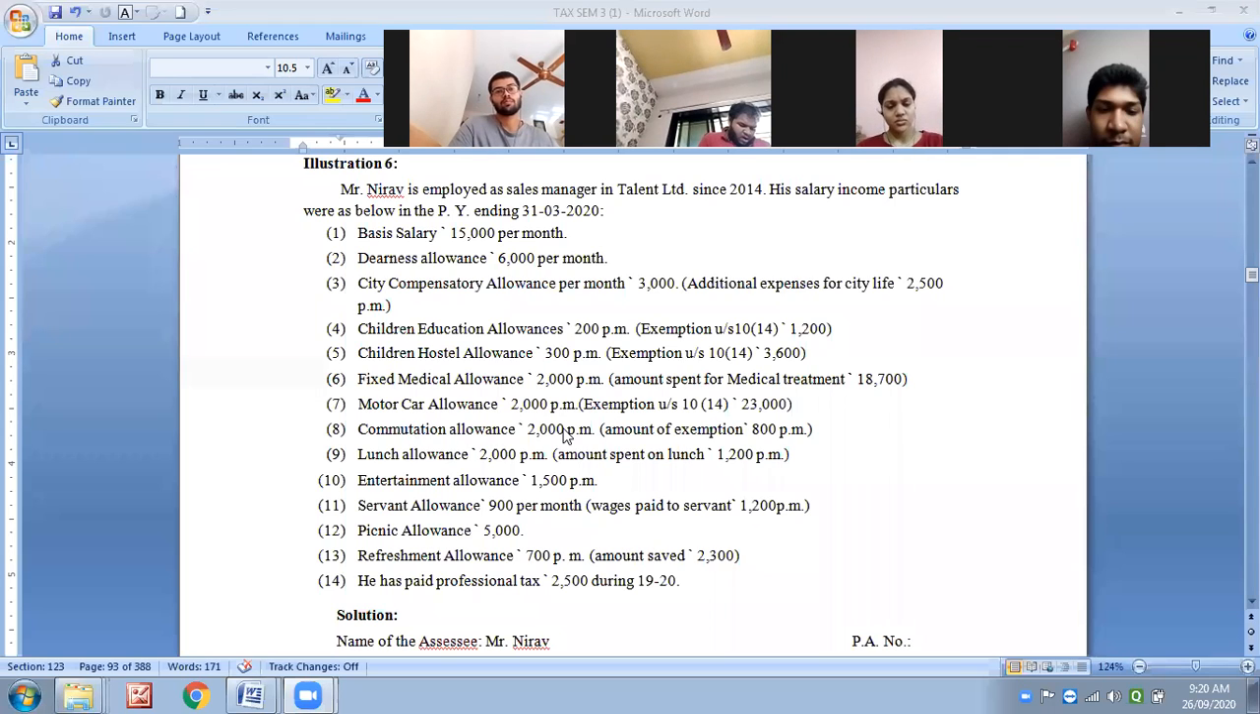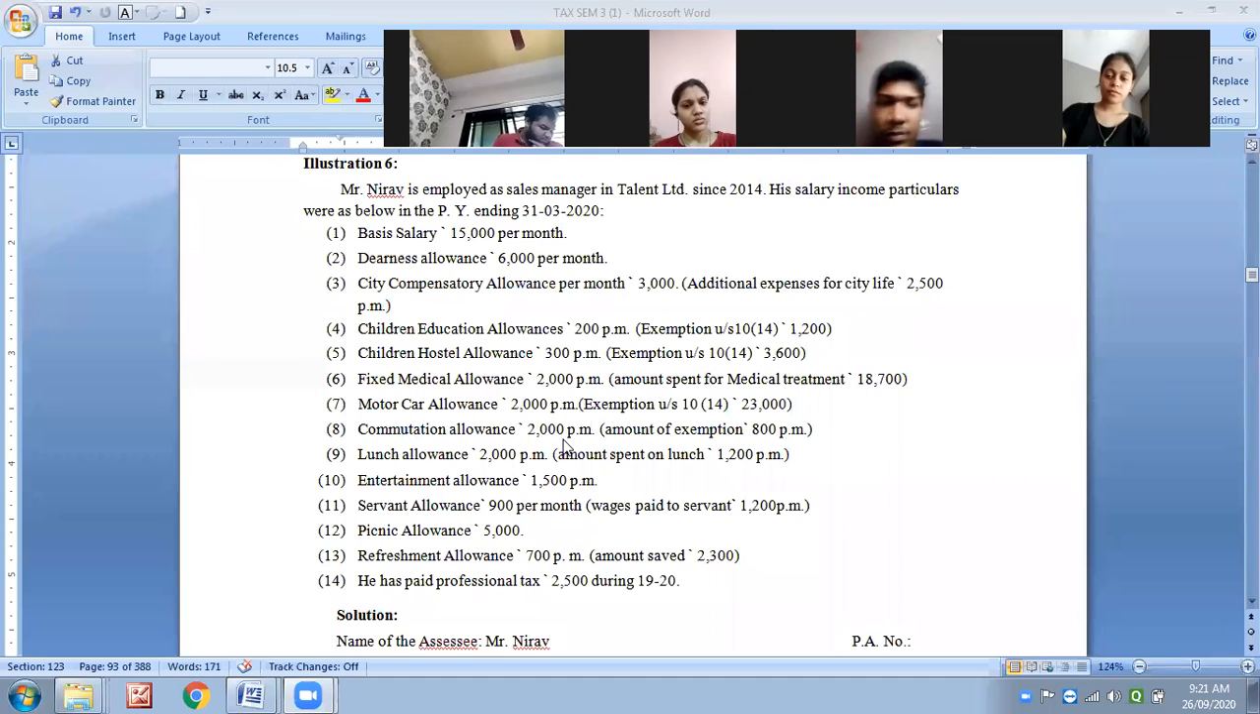Commutation allowance, taxable, very correct. Lunch allowance. Again, exemption will come under section 10 and 14. Lunch allowance. Yes, fully taxable. Amount spent on lunch. Ignore.